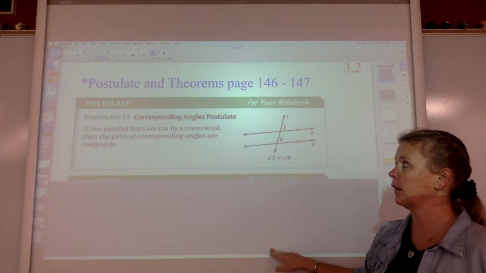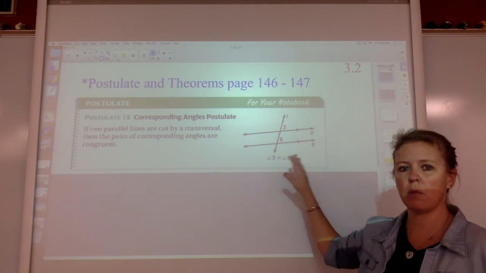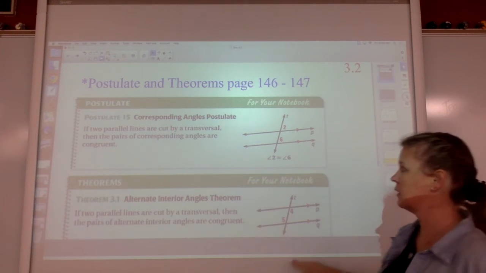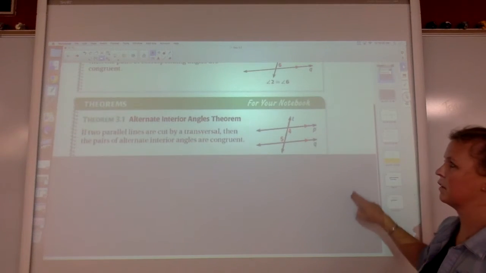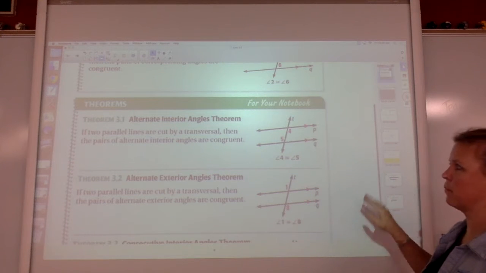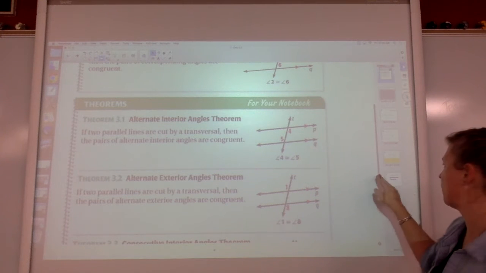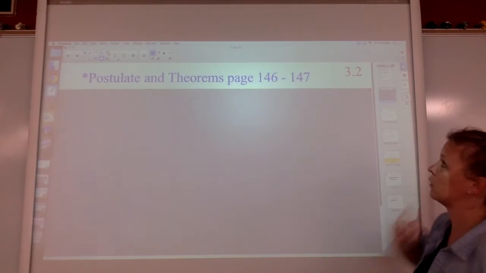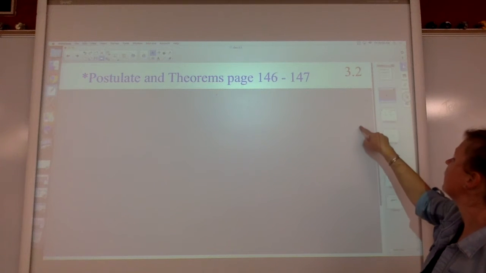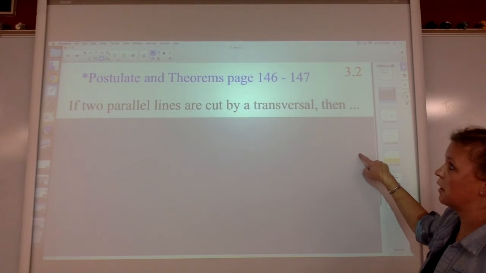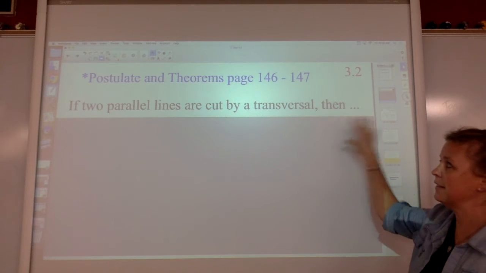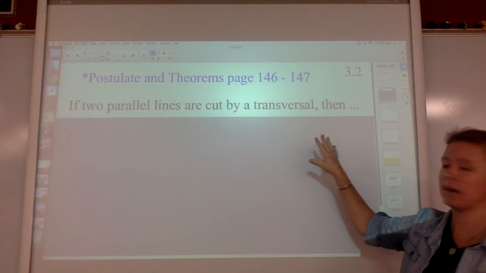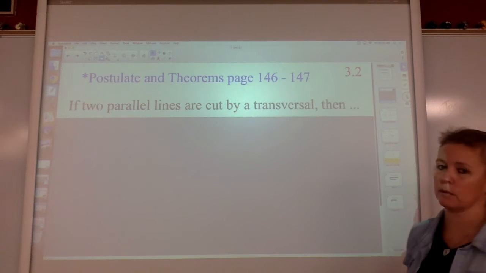In the book, they look like this. It says, for your notebook, make sure you have this. One of them is a postulate, the other three are theorems. It's not important to know which one is a postulate and which one is a theorem. We mostly just call them all theorems a lot of the time, or just drop that word. But instead of copying that chart out, I want you to put this in your notebook the way it's stated here by me, and a drawing next to it.